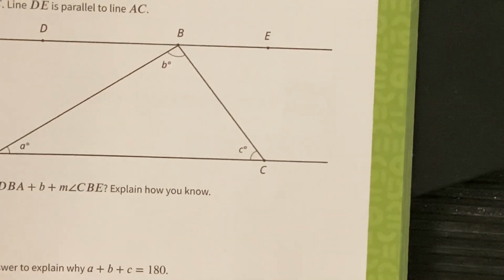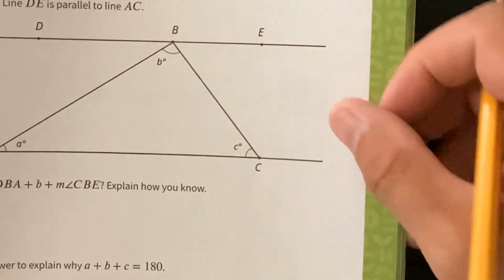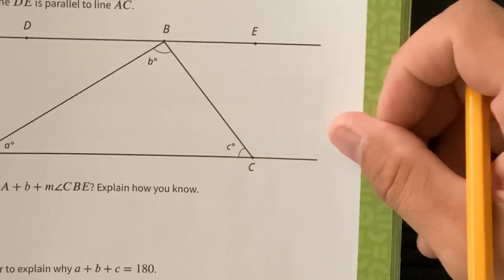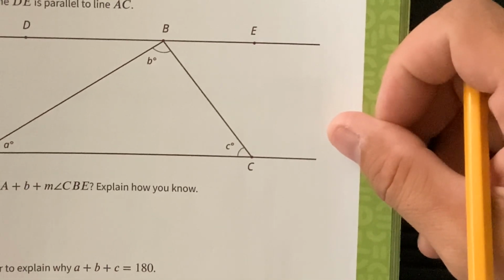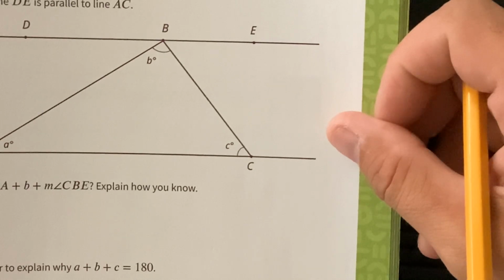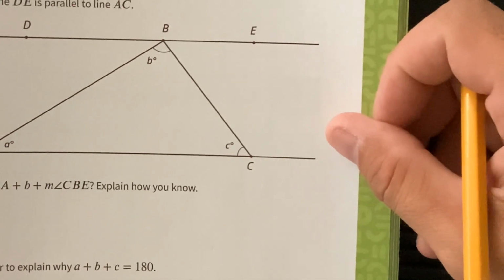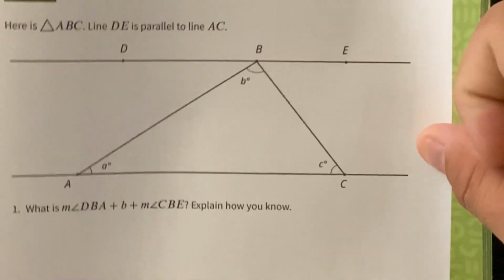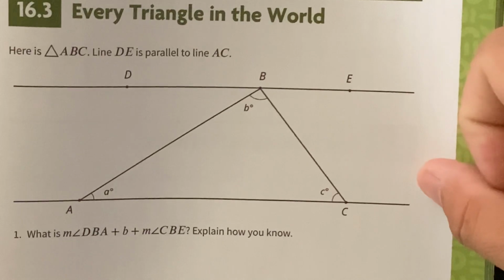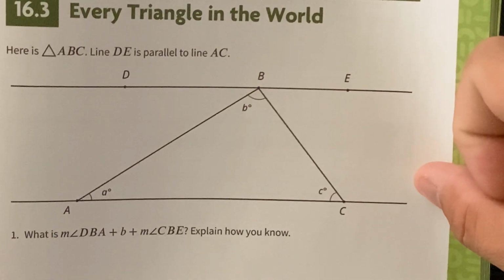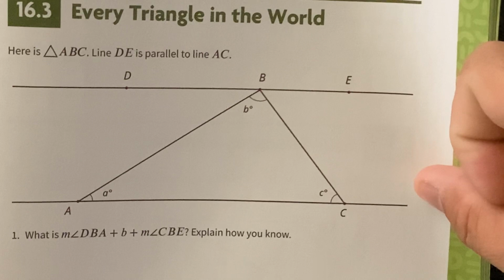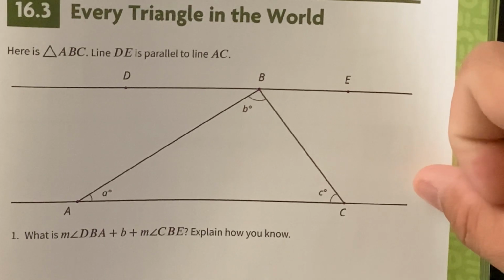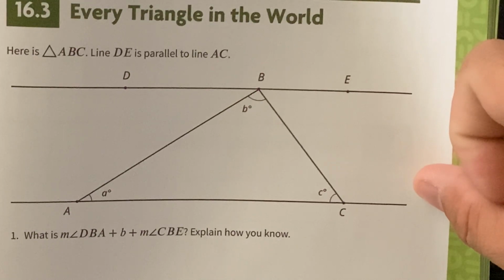Can do the warm-up. Question 3, page 141. Parker, are you with me here? You want to read the directions there? Here is triangle ABC. Line D is parallel to line AC. Okay, number 1. What is M? That just means measure of. What is measure of angle A plus B plus C? Explain how you know.